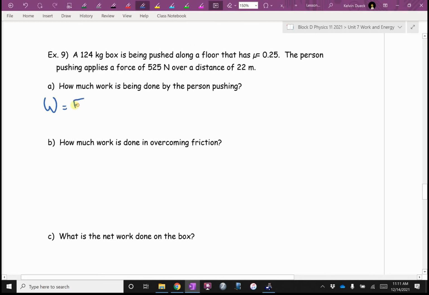Work is going to be, well, force times distance. How do I know? They didn't give me a graph. I noticed they used the word applies for the person, so I think that's going to be F applied times distance. Fair enough? A little leap there. How big is F applied? What's the distance? And I'm imagining this, are the force and the distance in the same direction? They are.